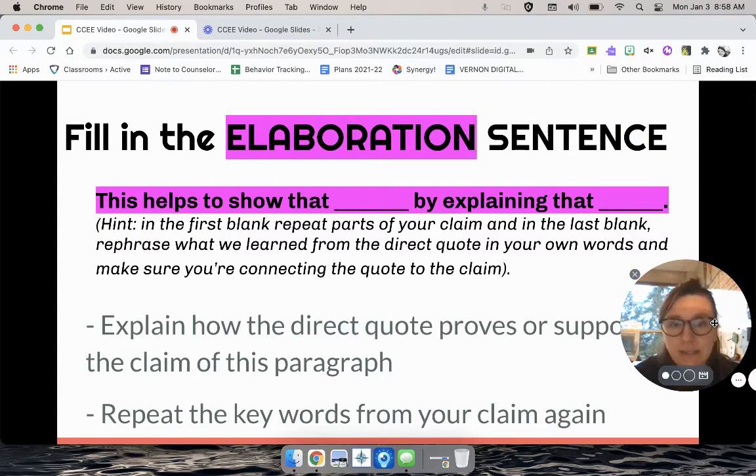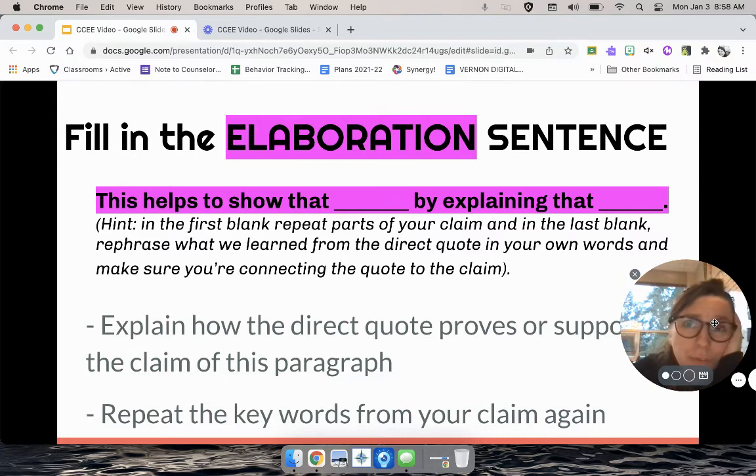Elaboration comes last, and elaboration is the hardest part. Elaboration is where you use your words, you use your power of explanation to connect the quote to the claim. Elaboration is where you really try to hit home how the quote you chose proves what you tried to set out in your green sentence or your claim.